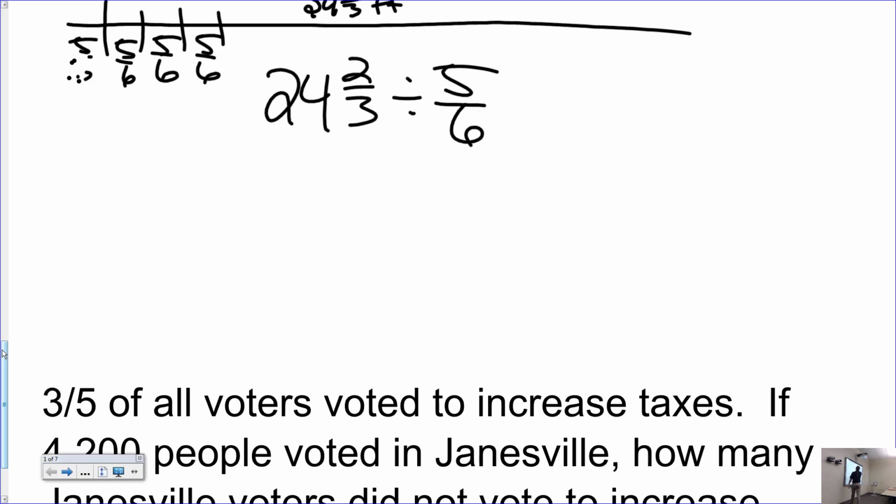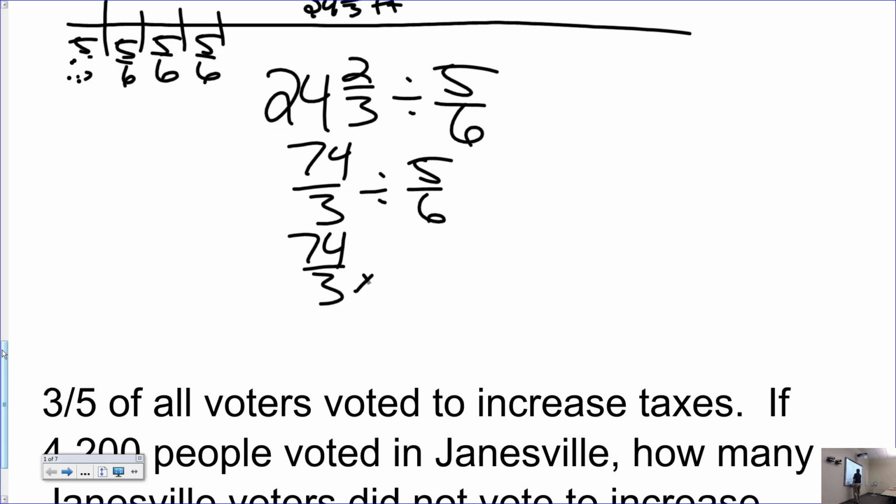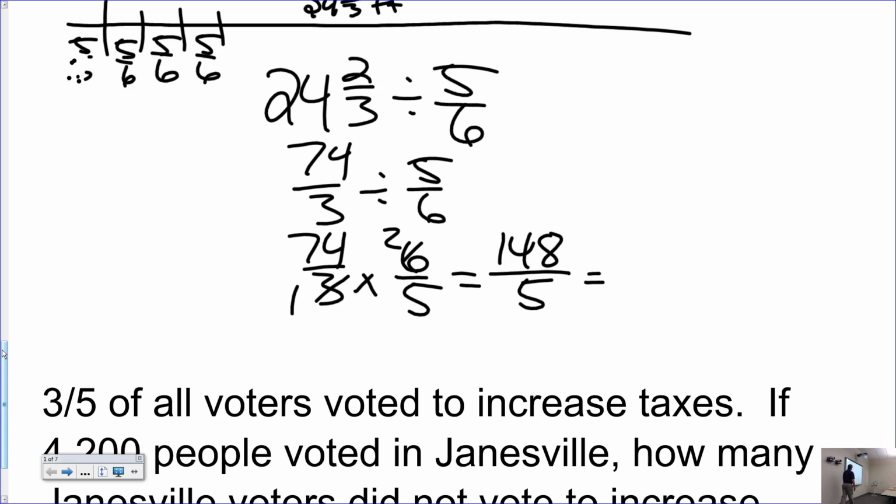All right, so yes, folks, the way you're going to do this is do the division, right? How do we divide? First, make this an improper fraction. 74 thirds divided by 5/6. How do we divide fractions? Invert and multiply. 74 thirds times 6/5. Pull a 3 out of those right off the bat. 148/5. That's not too hard to do, right? 29 3/5.